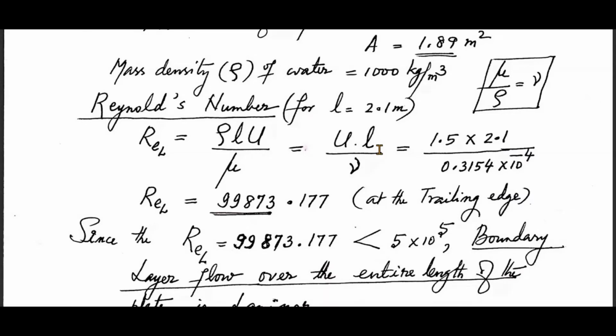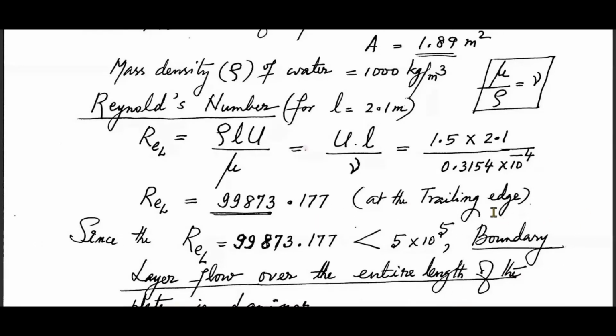If you want the Reynolds number at the midway of the plate, then you take half of the length. Here you will be considering the entire length, so the length is 2.1 meter. 1.5 into 2.1 divided by 0.3154 into 10 raised to minus 4. So you get this number. Please verify whether you are getting this value: 99,873.177 at the trailing edge.